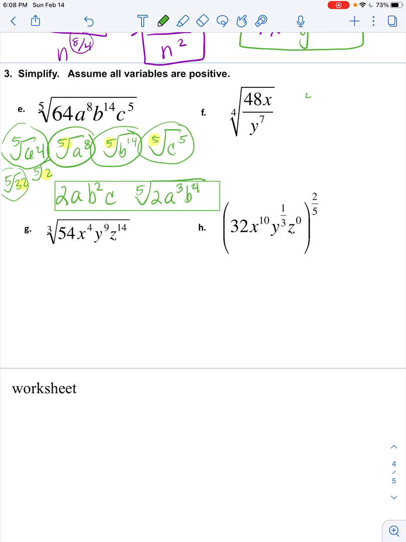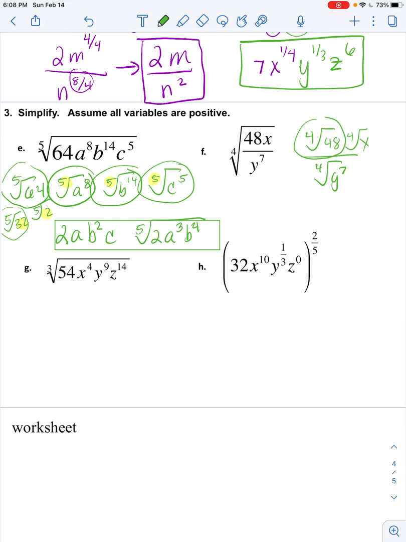All right, here I have the 4th root of 48, the 4th root of x, and the 4th root of y to the 7. Thinking on it piece by piece, 48 is not in my 4th column of my chart, but 16 is, and 16 times 3 is 48. So this part can come out in front as a 2. This part will stay underneath that 4th root. And in there, I'm going to have a 3 that's on the top of my problem.